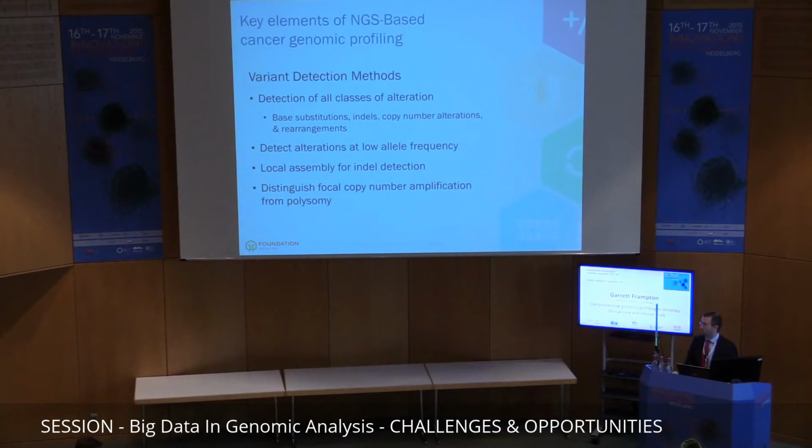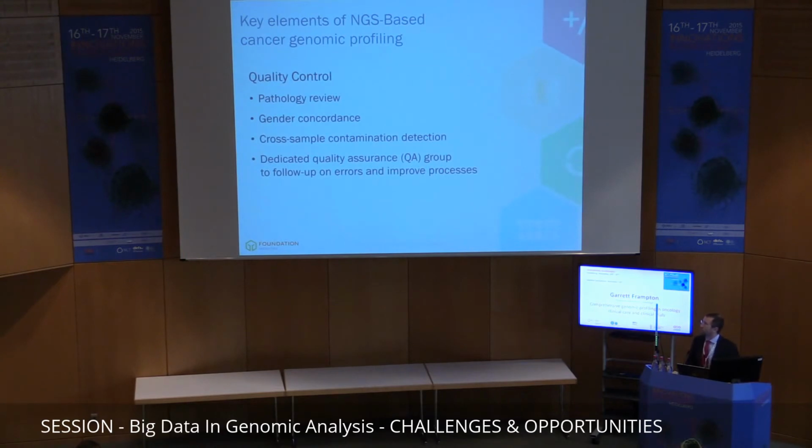Also, if you're going to be calling copy number alterations, you need to be able to distinguish focal copy number alterations. Those are amplifications that affect half a megabase, a few megabases, and those are typically the drivers of cancer, and that's different than polysomy in which a whole chromosome is amplified. The focal amplifications are much more generally treatable with targeted therapy.